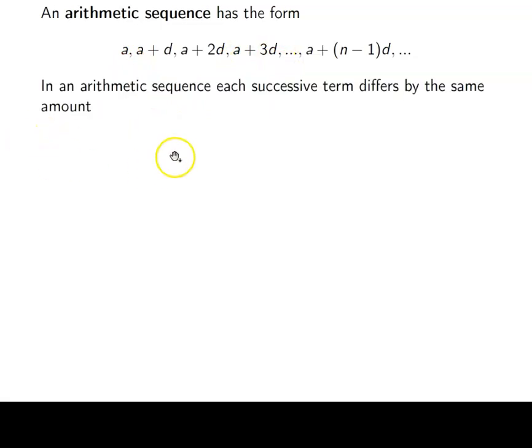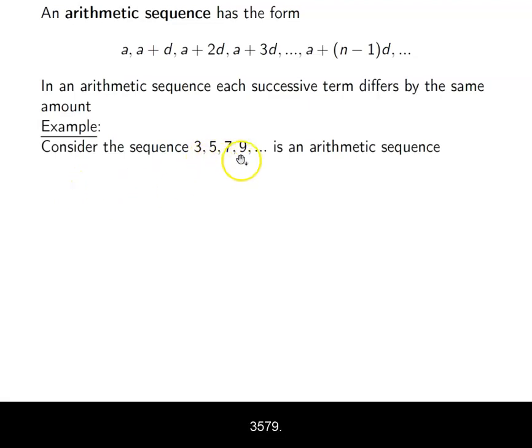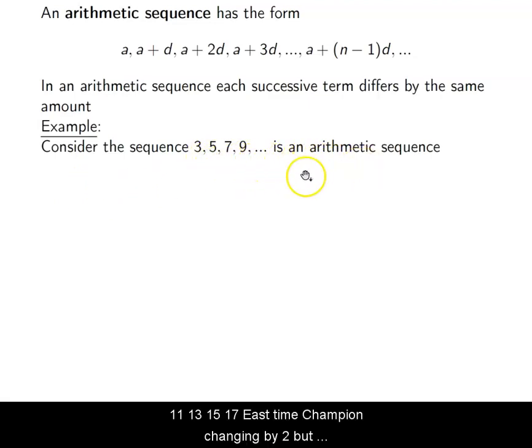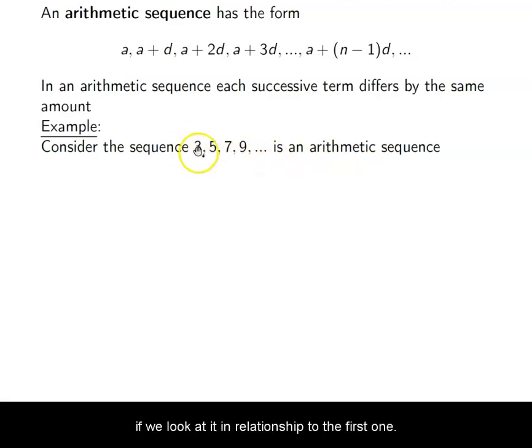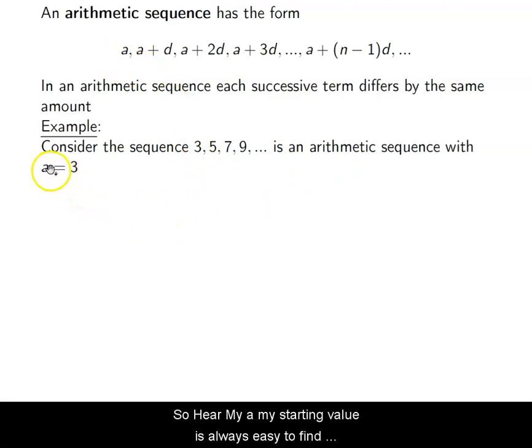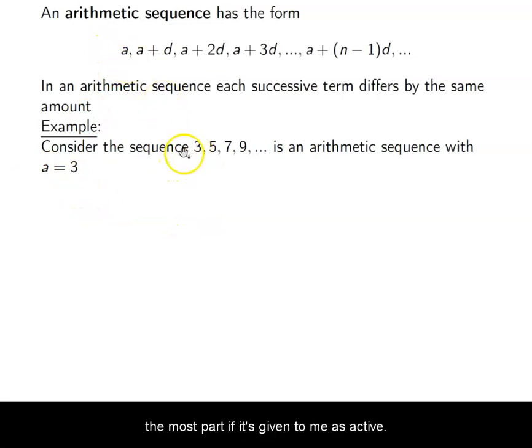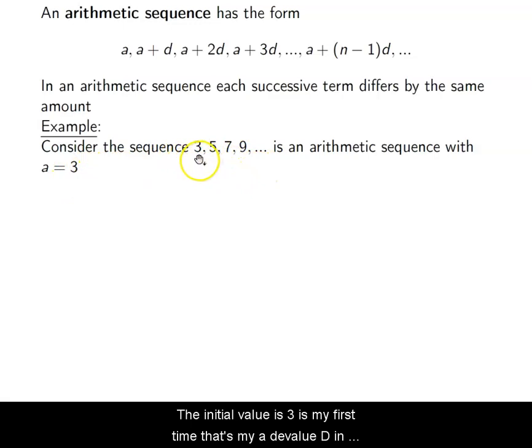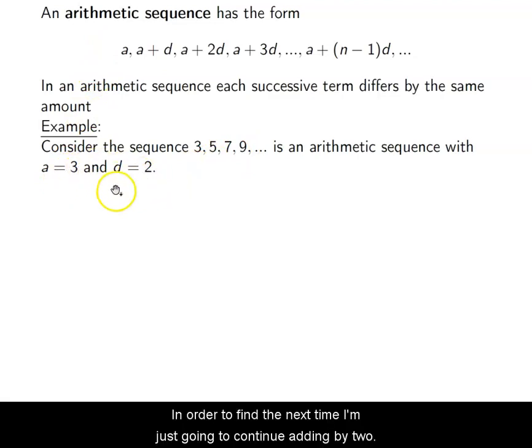Okay. So the easy way to tell that something is an arithmetic sequence is that every time you are changing by the same amount from one value to the next in your sequence. An example: 3, 5, 7, 9, 11, 13, 15, 17. Each time I'm changing by 2, but if we look at it in relationship to the first one, 5 is 2 away, 7 is 4 away, the next is 6 away, the next one is 9 away from 3. The initial value is 3, that's my first term, that's my a. The value of d in this case is 2. In order to find the next term, I'm just going to continue adding by 2.